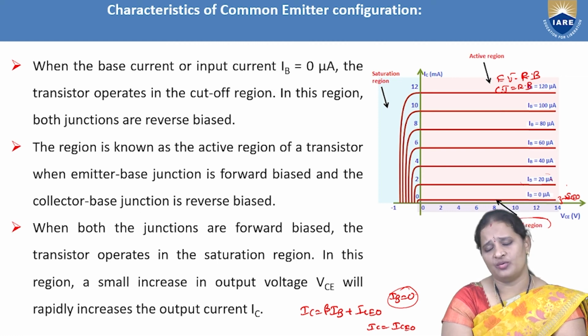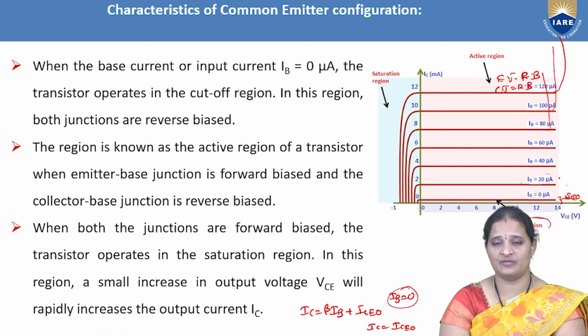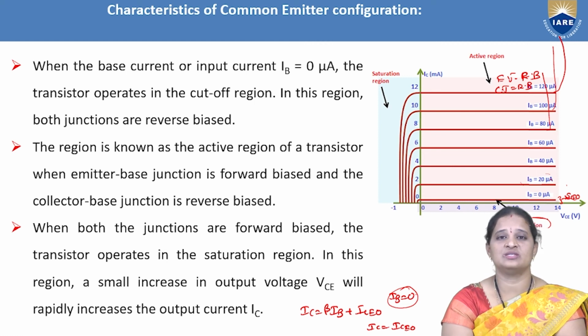So here, one more thing, we can also have breakdown. If you still increase the reverse voltage across the collector to base junction, then the base width becomes 0, as I said. So punch through arises, and hence the breakdown occurs and the current increases rapidly.